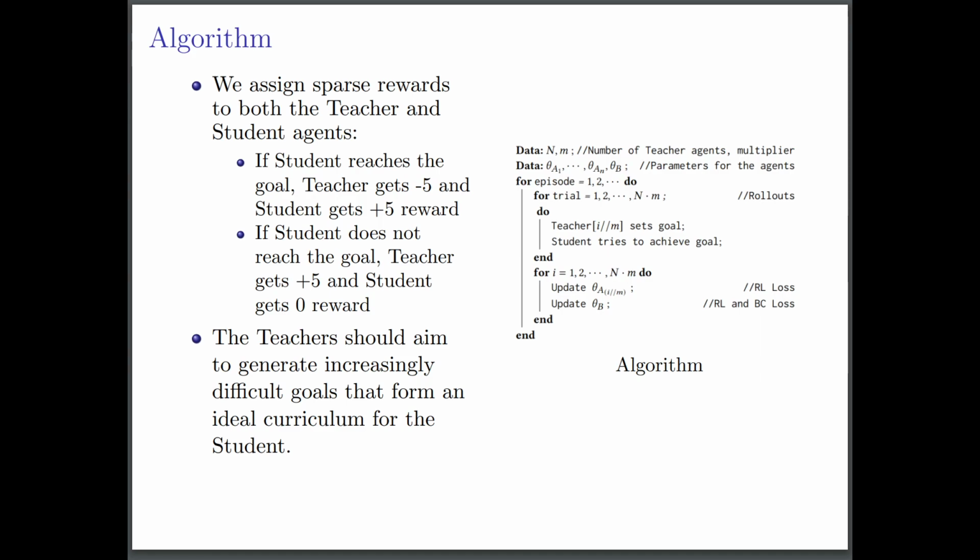As discussed earlier, if the student is able to reach the goal, the teacher gets a -5 reward and the student gets a +5 reward. Otherwise, if the student fails to reach the goal, the teacher gets +5 reward and the student gets 0 reward. Note that these are sparse rewards and are only provided at the end of each rollout to both the student and the teacher. Ideally, the teacher should aim to generate increasingly difficult goals which form an ideal curriculum for the student. The algorithm is provided on the right hand side.